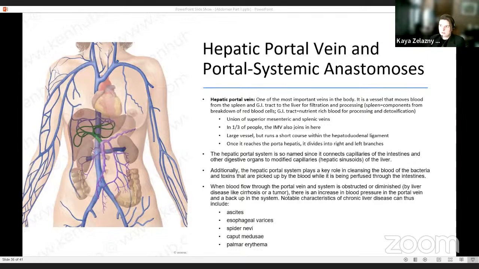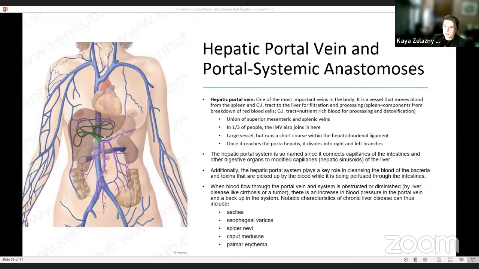So the hepatic portal vein is really important because it's moving blood from the GI tract and also from the spleen into the liver, which is then able to filter and process whatever is coming through in that venous blood. Okay. So the hepatic portal vein is usually formed by the union of the superior mesenteric and splenic veins. In about a third of people, the inferior mesenteric vein is also joining in.